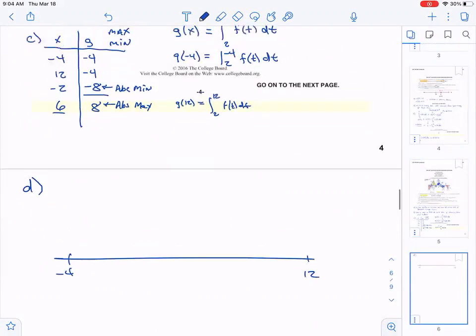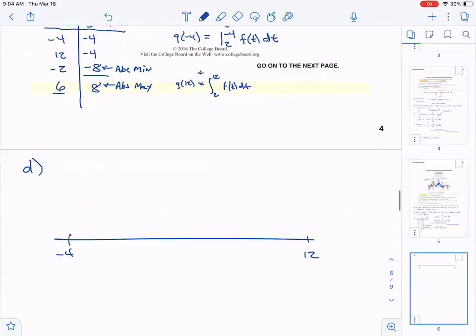Okay. And I know at -4, my value of g is -4, so I'm down here at -4. Next one over at -2, I'm at -8. So it went down, definitely negative there. At 6, I'm at +8. So here at 6, I'm at +8. Okay. And then at 12, I'm back to -4.